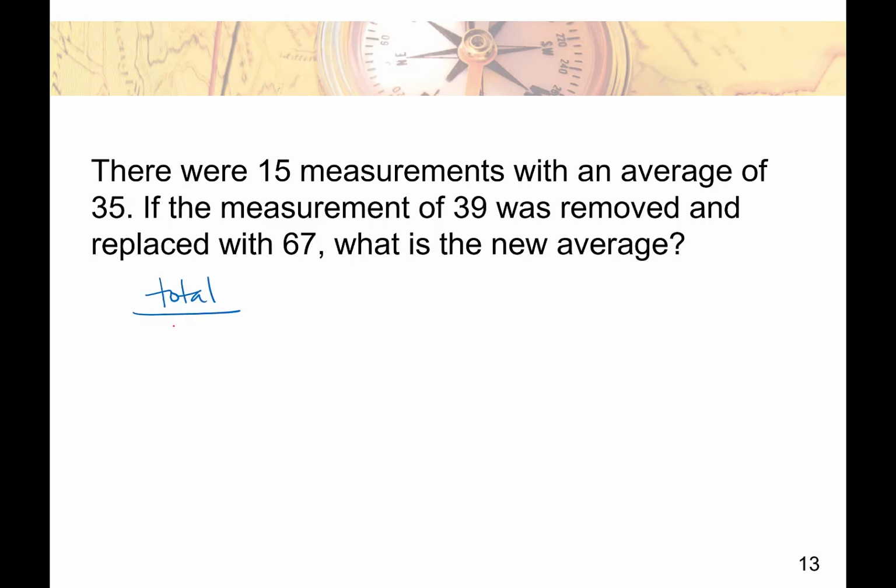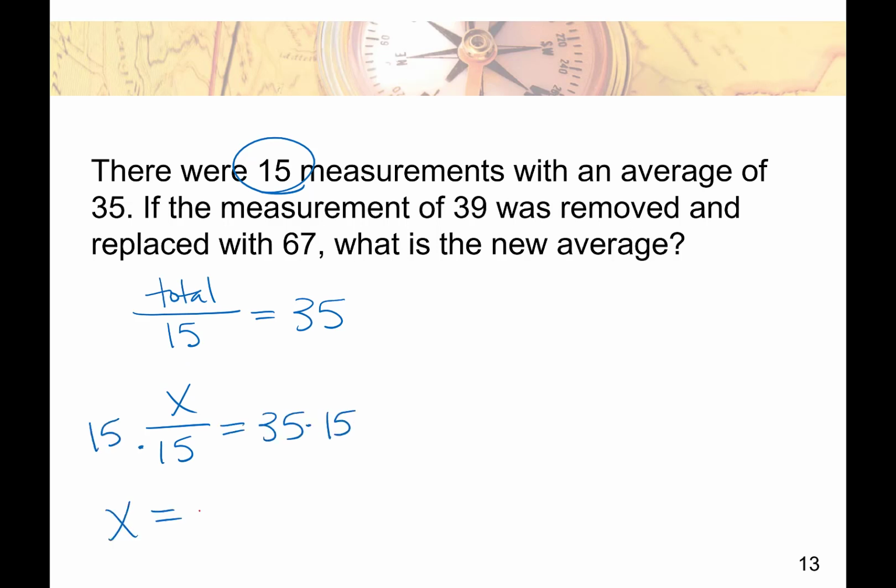We know the total divided by 15, because it says 15 measurements, right now equals 35. And so to go backwards, I substituted the word total with the variable x. We're just going to multiply both sides by 15 to get x equals 525. Currently, 525 is how much all the measurements add up to. So here's what happens next. You are going to take your total, and when it says 39 was removed, we're going to say minus 39. Okay, so take your calculator, 525 minus 39 is 486.